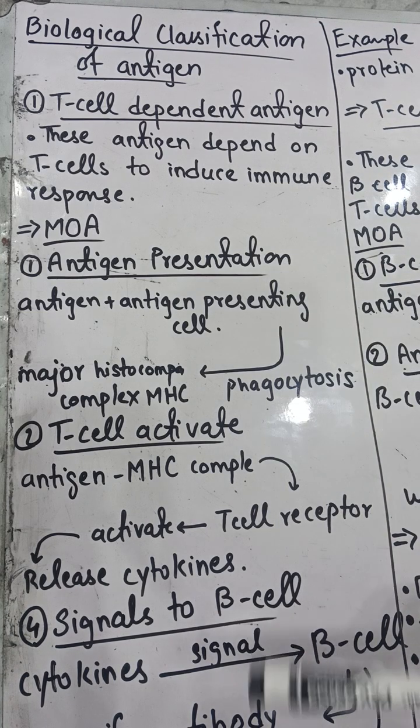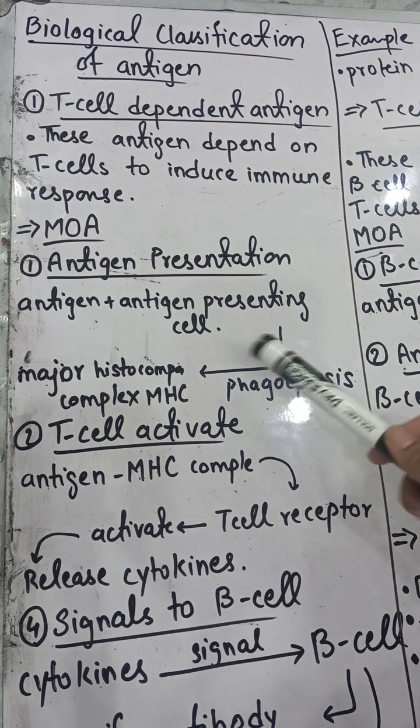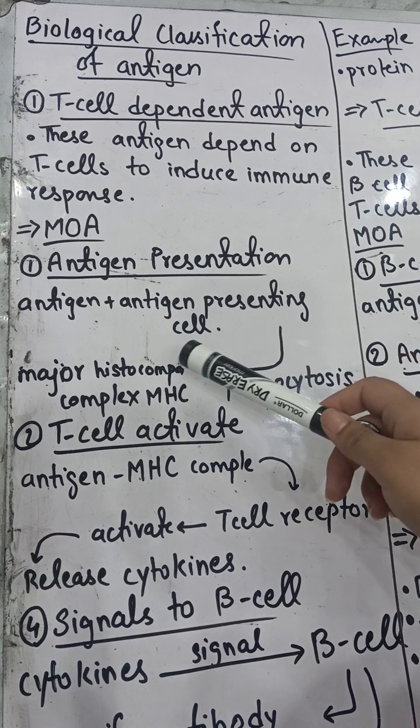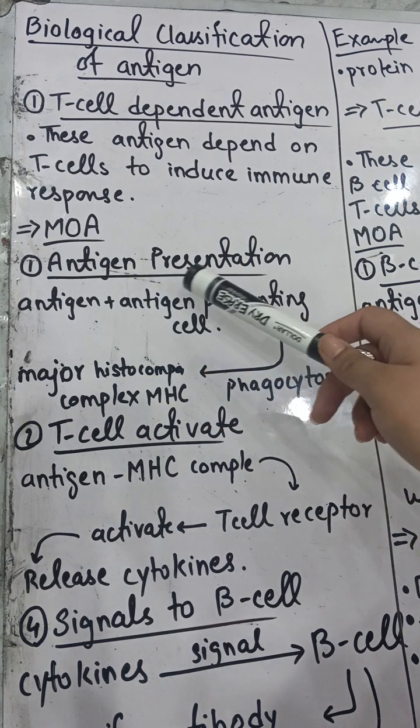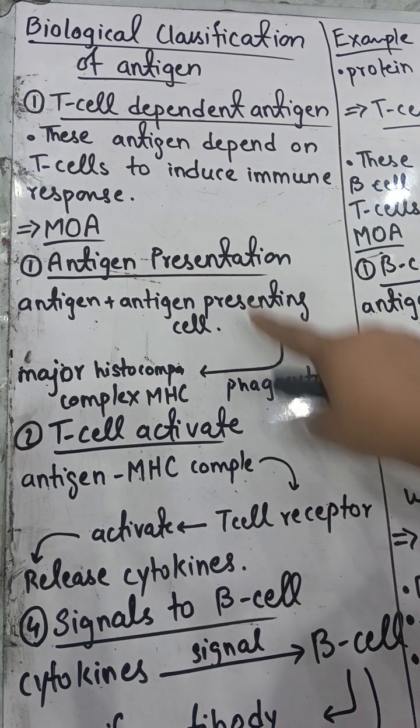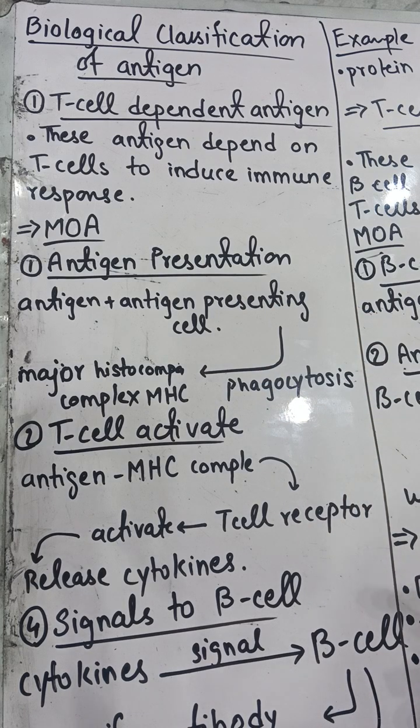So here the mechanism of action is written. First of all, these antigens will go and bind with the antigen presenting cell. This is called antigen presentation. So first of all, how will your body recognize an antigen? By these cells. Our body has specific cells which are called antigen presenting cells. What are examples of them? Your dendritic cells, your macrophages. They all act as antigen presenting cells.